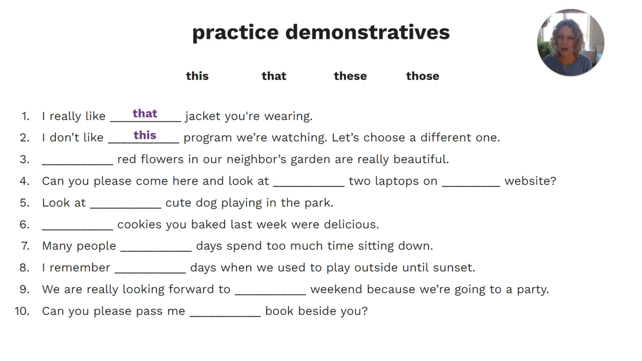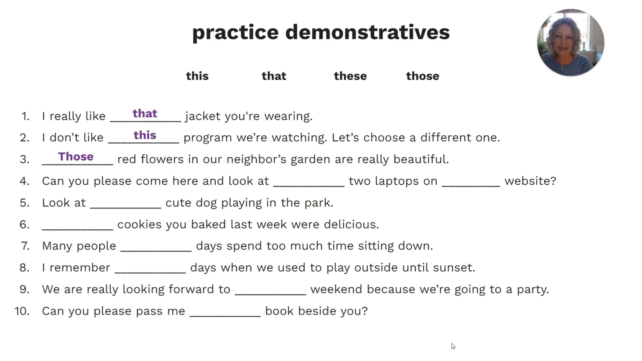Number 3, blank red flowers in our neighbor's garden are really beautiful. So watch out, this is plural. And are we talking about near or far? So it's either these or those, because those are the plural demonstratives. And are we talking about right where I am or further away? We're talking about in our neighbor's garden, not in our garden. So it's further away. Those red flowers in our neighbor's garden are really beautiful.